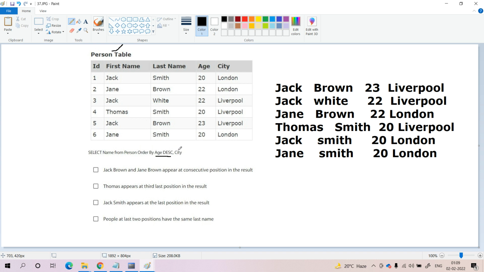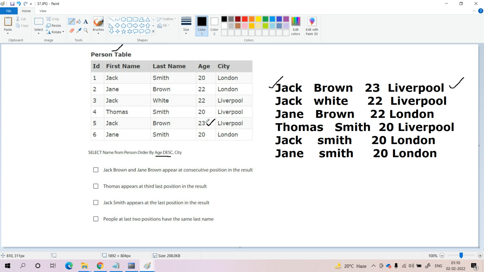So city is in ascending order, age is in descending order. So try to apply it carefully. Now from the available table, if you apply age in descending order and city in chronological order, the first person we are going to get is, out of all the ages, the highest age, 23. Why? Because age is in descending order. The highest age will come into the first record. So Jack Brown, 23, Liverpool is the first record.